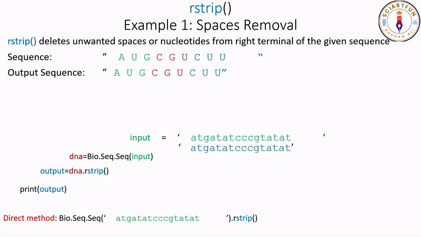Here is the first example. It is about the removal of spaces from the right end of the sequence. No need of further explanation.